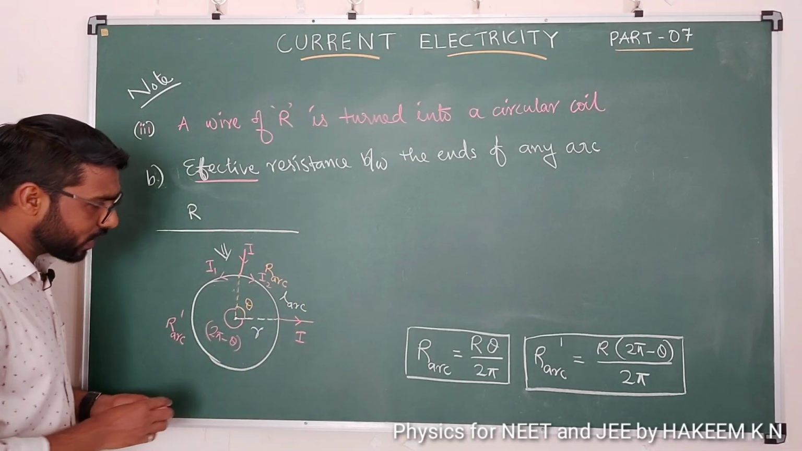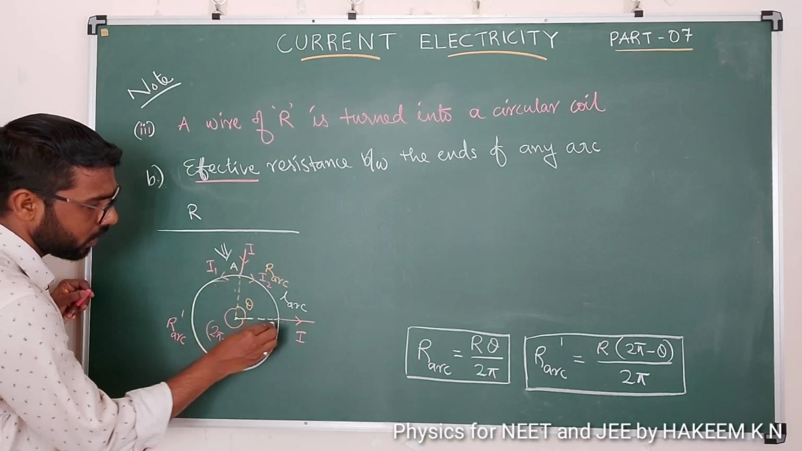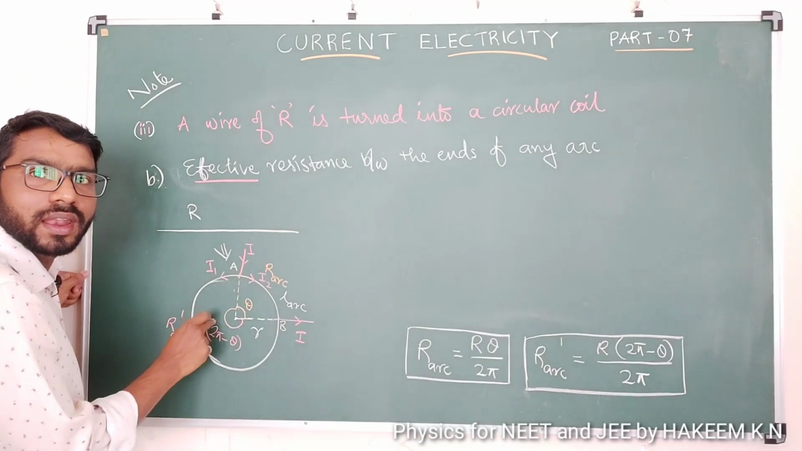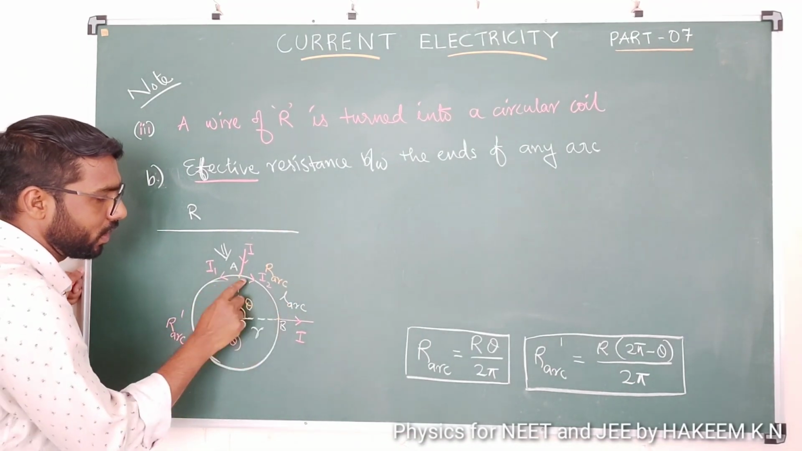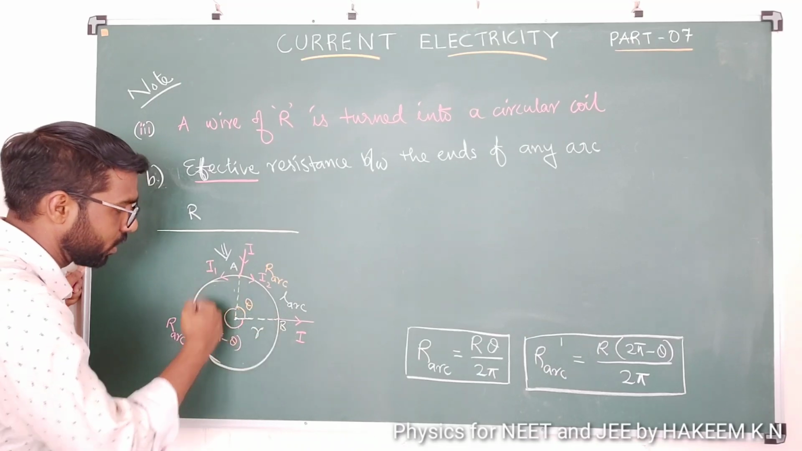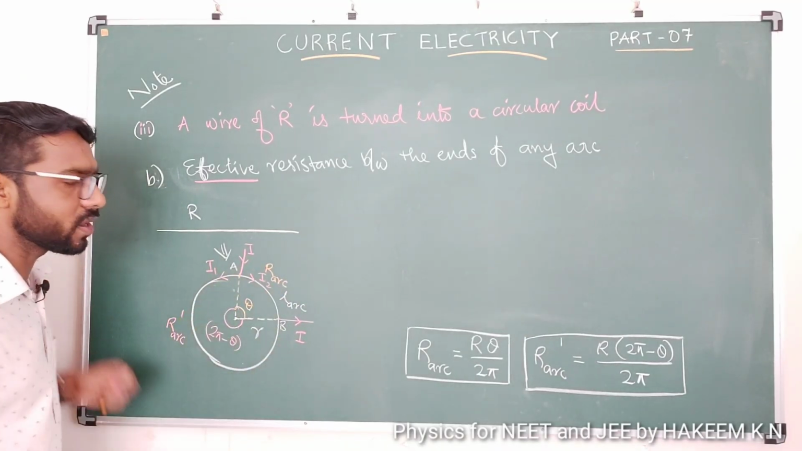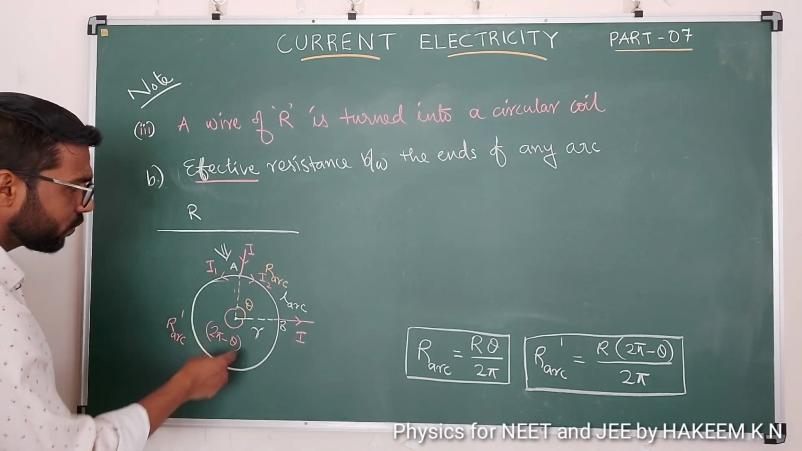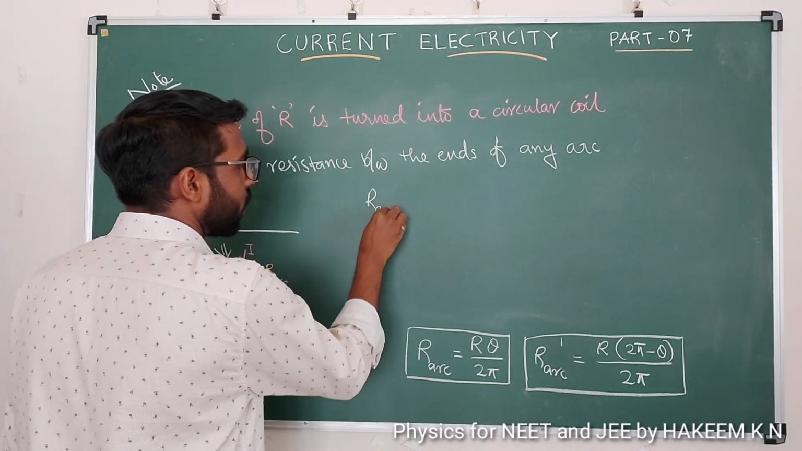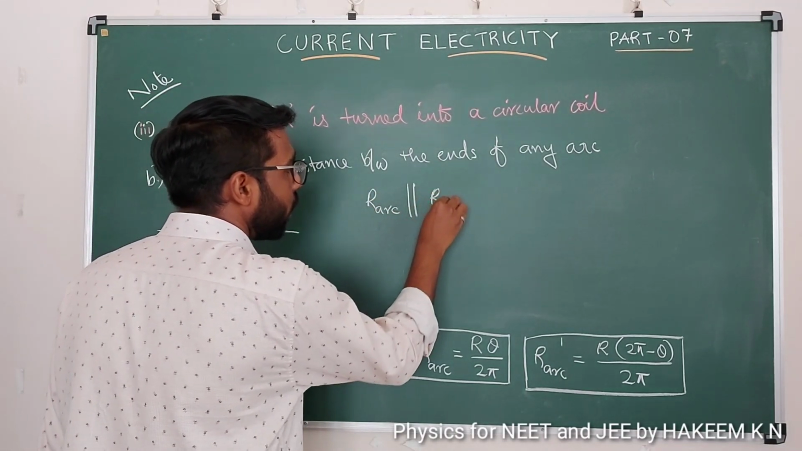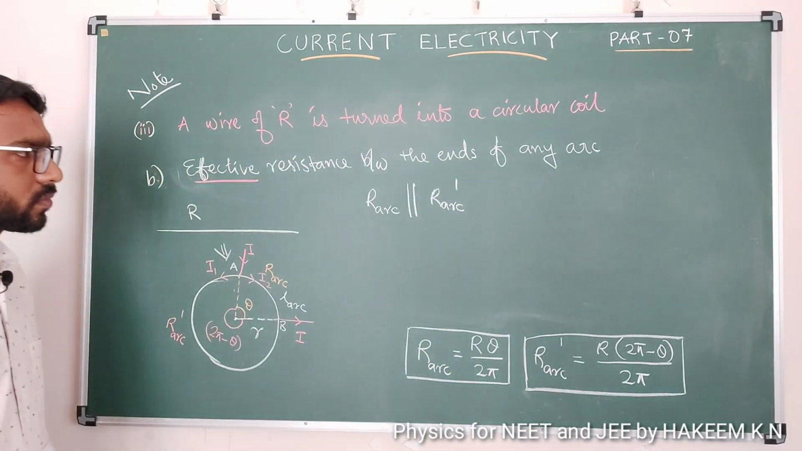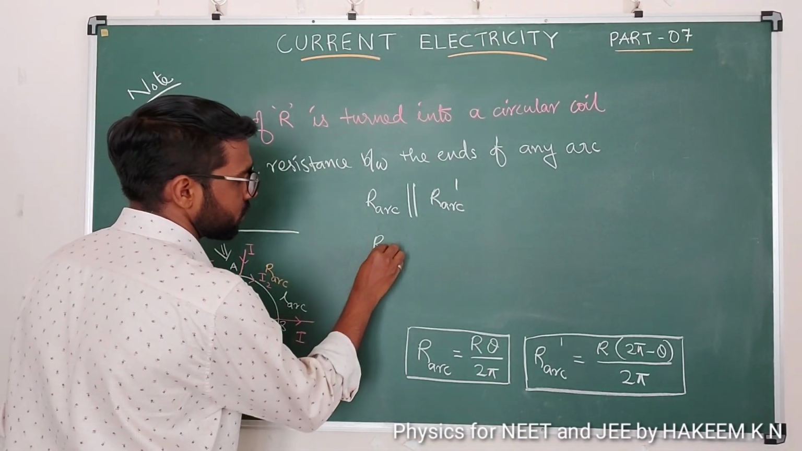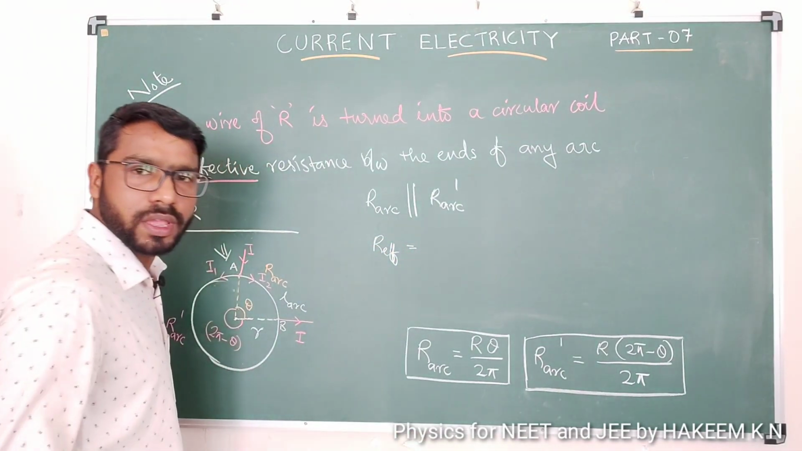So this I1 reaches this point and I2 also reaches there, and the current I leaves the network. If this point is A and this is B, we can say these two parts are parallel. The small arc and the big arc are parallel because different currents are entering the arcs. So we can say R arc is parallel with R arc dash. We know the equations of R arc and R arc dash here. So to get effective resistance, what do we have to do? R1 R2 by R1 plus R2.